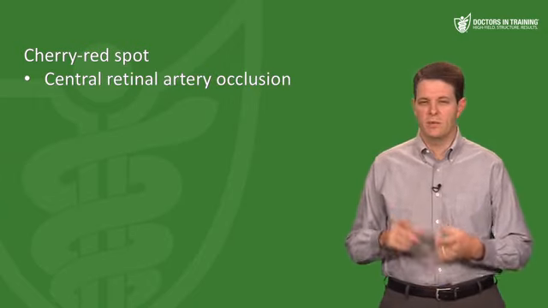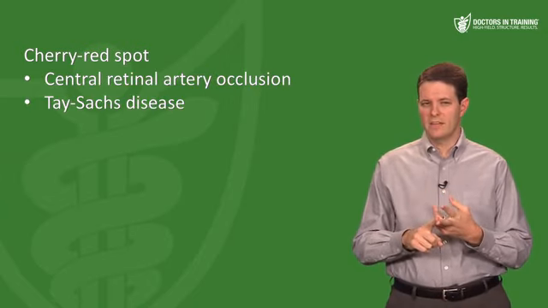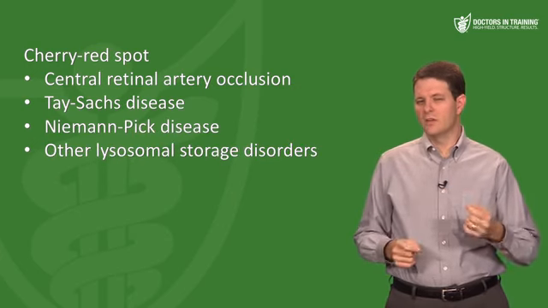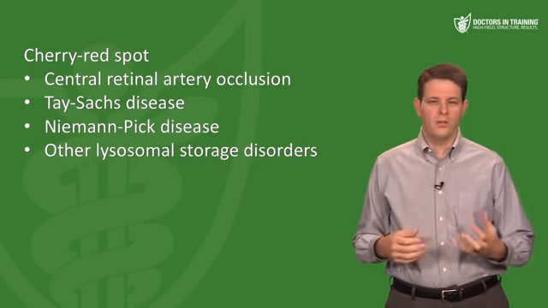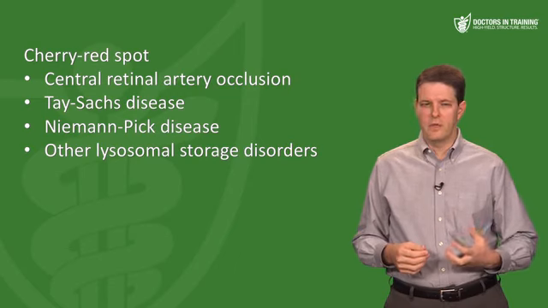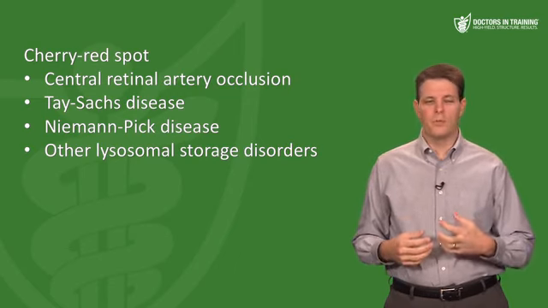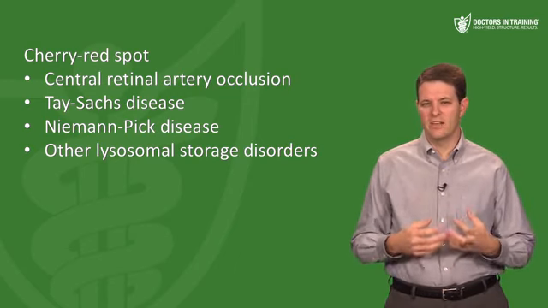So what else can cause a cherry red spot on the retina? Well, you can see it with central retinal artery occlusion, Tay-Sachs disease, Niemann-Pick disease, and other lysosomal storage disorders. These will also cause a cherry red spot by different mechanisms. In lysosomal storage disorders, you have abnormal substances accumulate in the ganglion cells of the macula and make it look red.